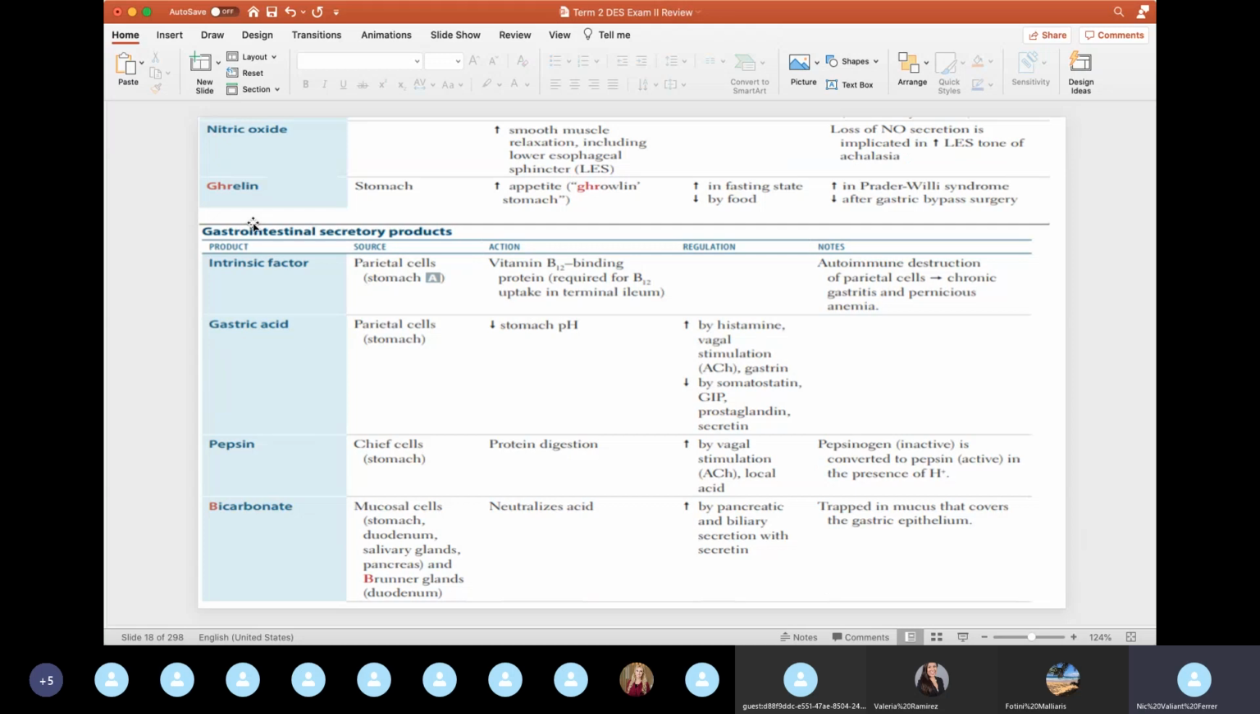Ghrelin makes you hungry. So ghrelin, don't forget, it increases the appetite. This is increased in Prader-Willi syndrome. What is Prader-Willi syndrome from term 1?